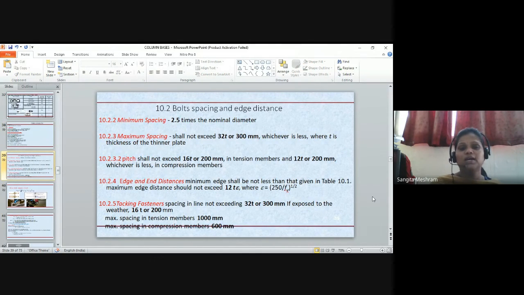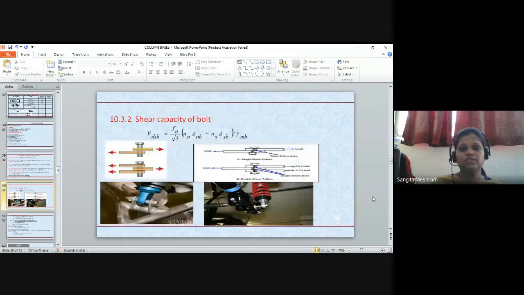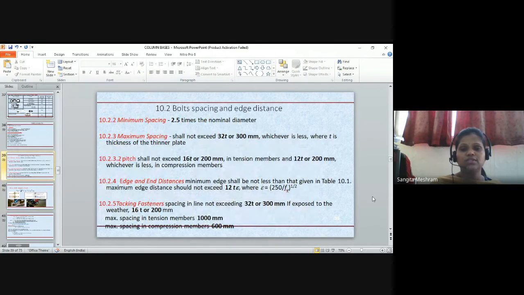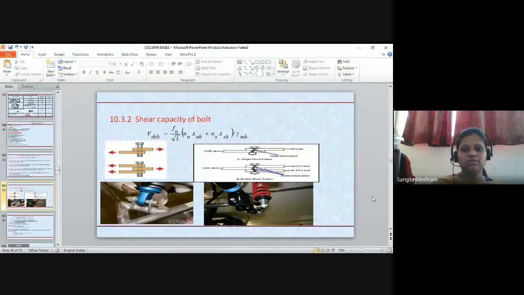These are some clauses we use while designing. For spacing, there are different clauses. Minimum pitch is 2.5 times the nominal diameter, d, the diameter of the bolt. Maximum spacing is 32t or 300. Edge and end distance are 1.5 times d0. Then we have to design the bolt according to the shear capacity and bearing capacity.